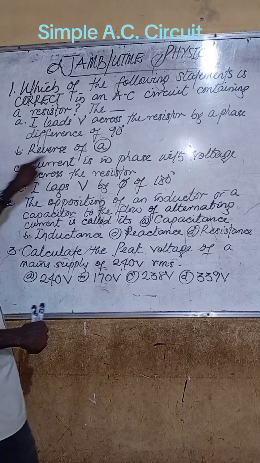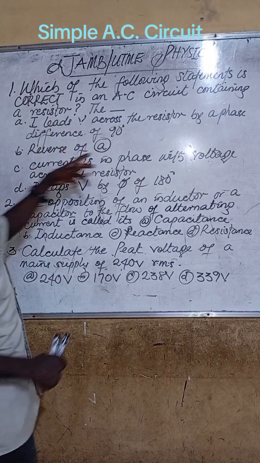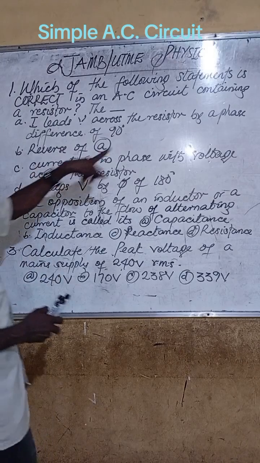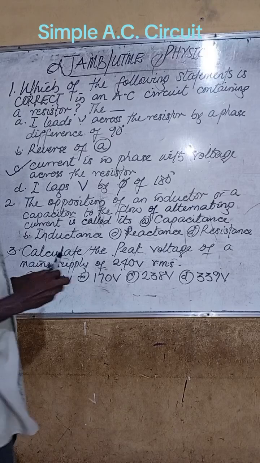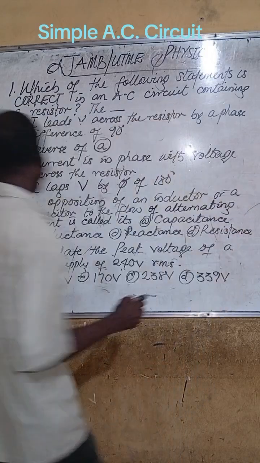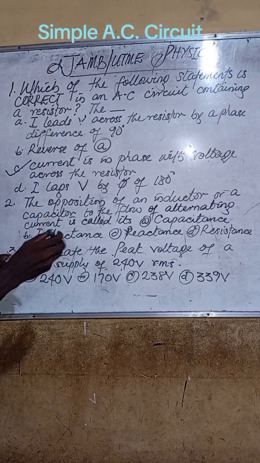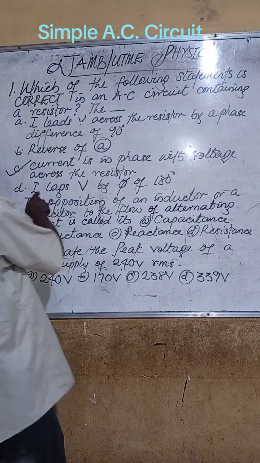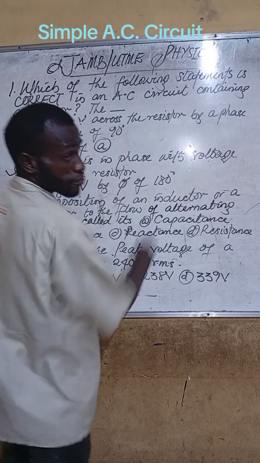Option B says the reverse of A, that is, voltage is now leading current. Now, current is in phase with voltage across the resistor. That will be the answer. Is that okay? We said that voltage and current will be in phase. This other option says current lags voltage by a phase difference, which means a phase difference of 180 degrees.